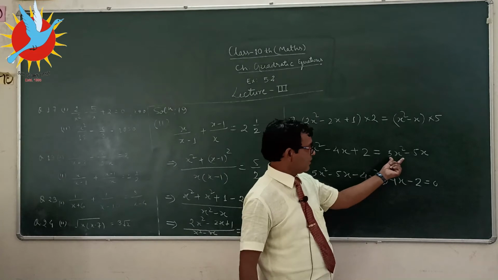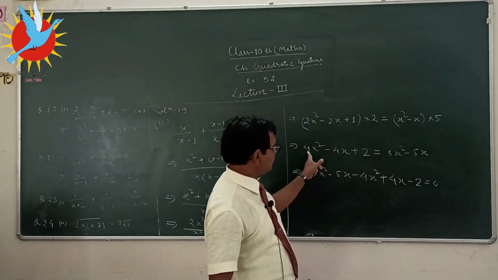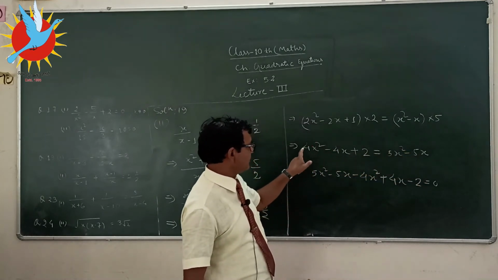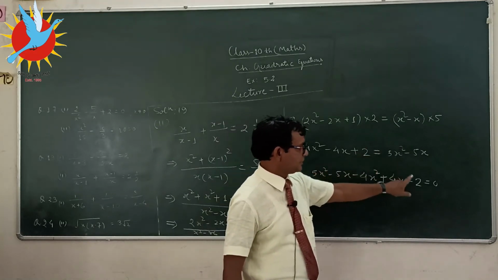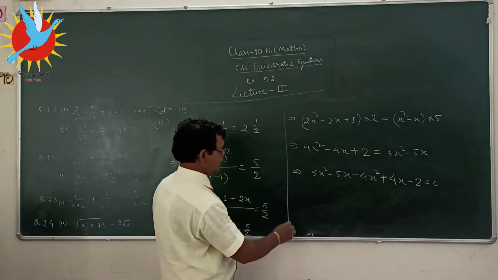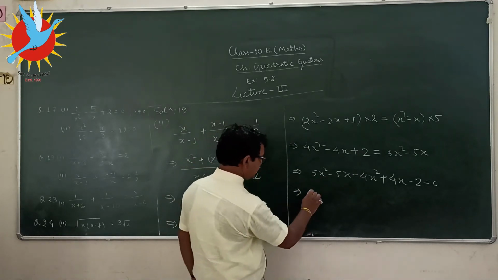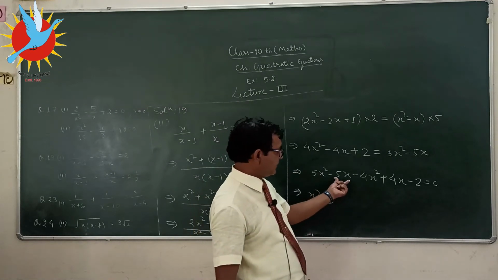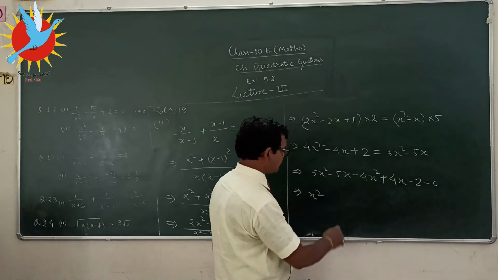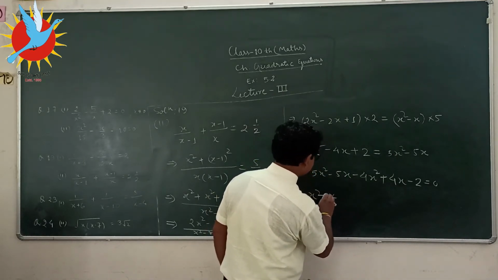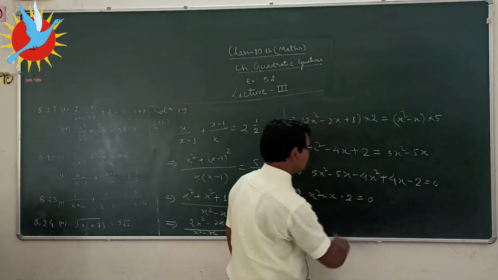This will be minus 4x square plus 4x minus 2 equal to 0. This is the right. 5x square minus 5x, and when this goes to the right hand side, this will become minus 4x square, minus 4x becomes plus 4x, plus 2 becomes minus 2 equal to 0. Now subtract 4x square from 5x square, we have x square. This is 5x with minus sign, this is 4x with plus sign, so this would be subtracted from this. This will become minus x, and here we have minus 2 equal to 0.